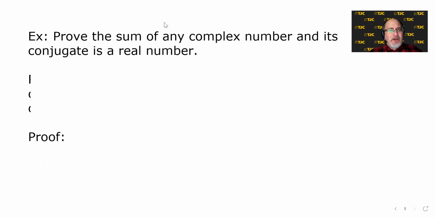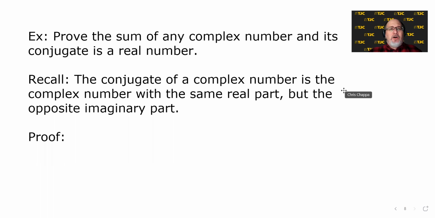So just as a reminder, recall the conjugate of a complex number is the complex number with the same real part, but the opposite imaginary part. So for example, if I gave you something like negative 7 plus 5i and asked you what its conjugate was, it has the same real part, so it has negative 7, but the opposite imaginary part. So instead of positive 5i, I'd have negative 5i.